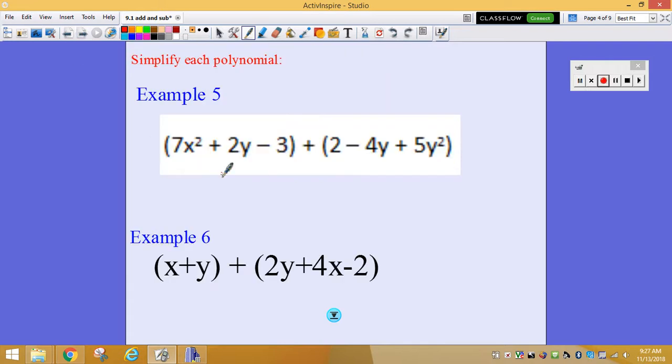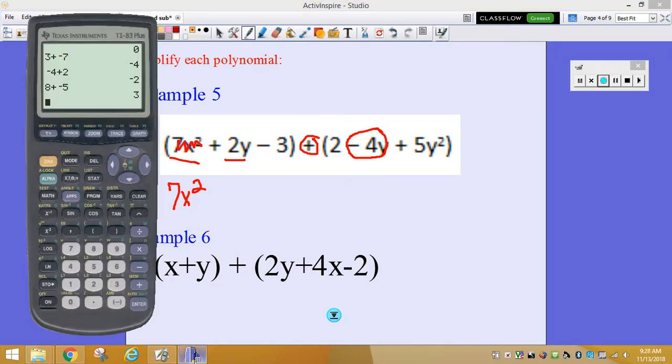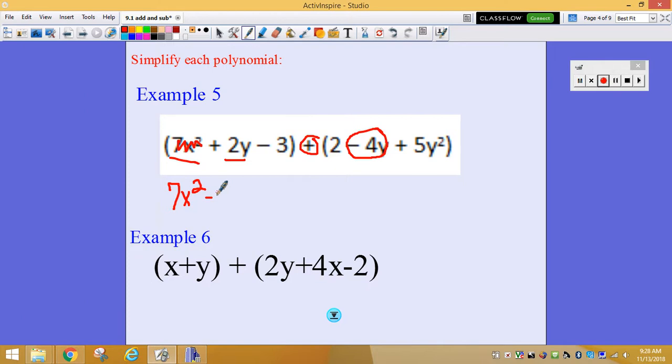All right, let's do another one. I have a 7x squared, and I'm adding it. I need another x squared. Well, there's not one. So if there's nothing to combine it with, you just bring it down. So I'm going to bring down 7x squared. Have a 2y that I want to combine with another y. Well, right here, I can combine it with negative 4y. So in your calculator, you would do 2. My middle sign is addition. And then it's a negative 4. When you add those, you get negative 2. And they were y's, so I'm going to bring a y down.